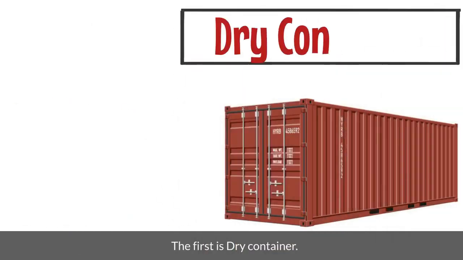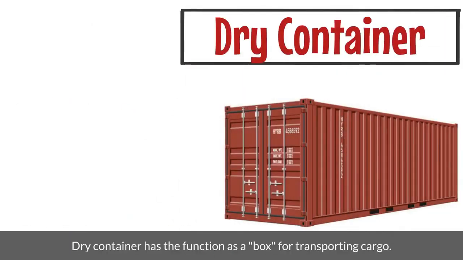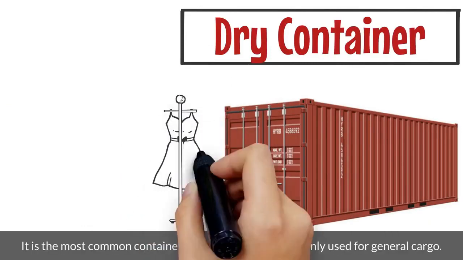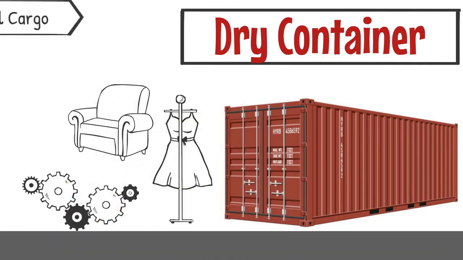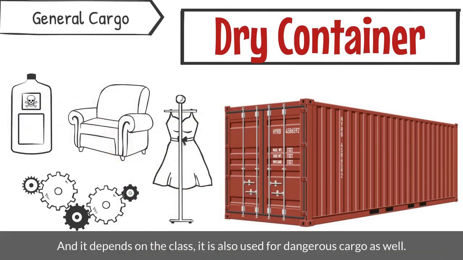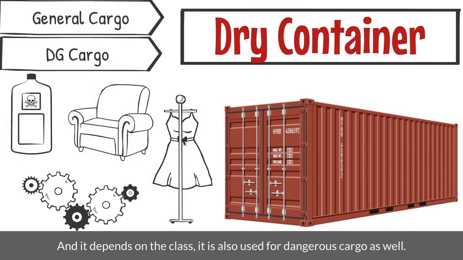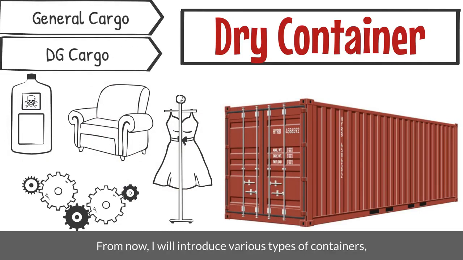The first is dry container. Dry container has the function as a box for transporting cargo. It is the most common container in the market and it's mainly used for general cargo. And depending on the class, it is also used for dangerous cargo as well. From now, I will introduce various types of containers, but please understand this dry container is a standard container.